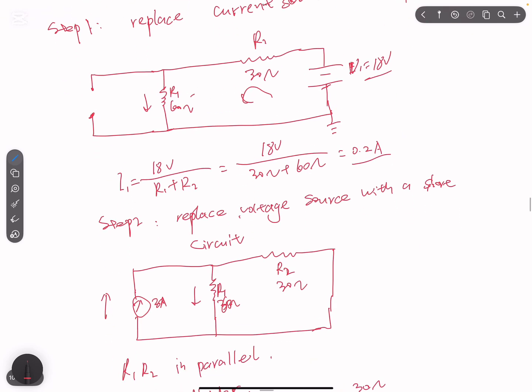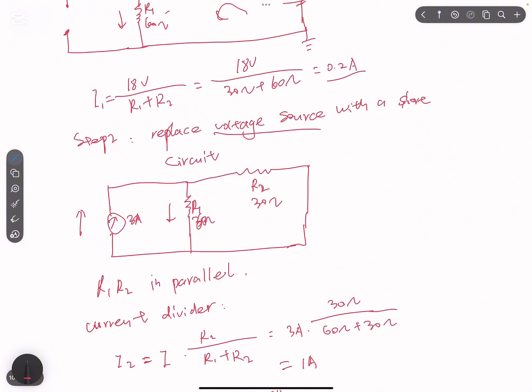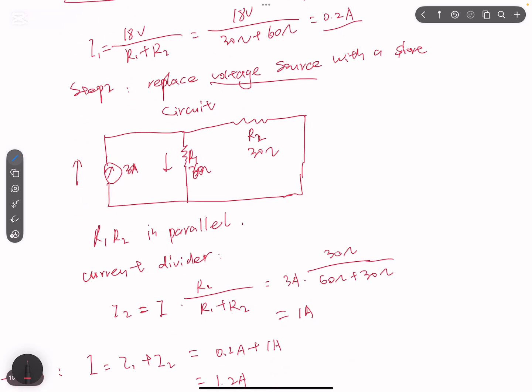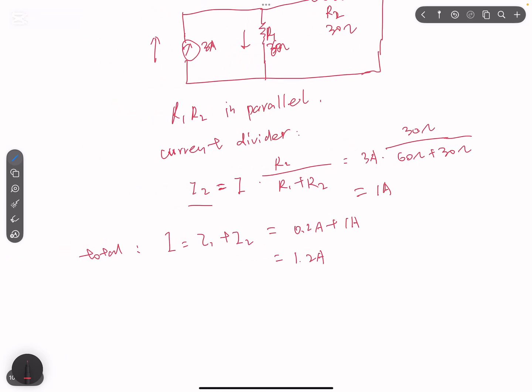Then we replace the voltage source with the short circuit. Then we have R1 and R2 in parallel. Then we can use the current divider to find I2. So I2 will be I times R over R1 plus R2. Then, since we have the same direction, both currents are going down. So I1 is going down and I2 is also going down. So I will be I1 plus I2. And the direction is also going down.